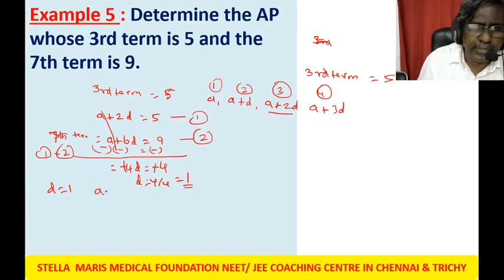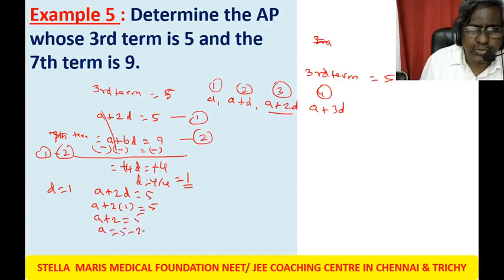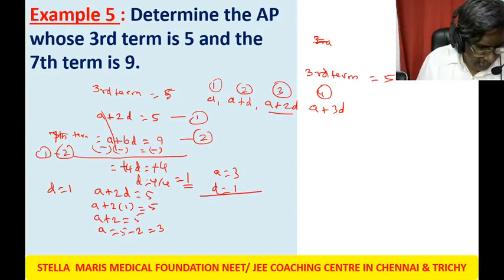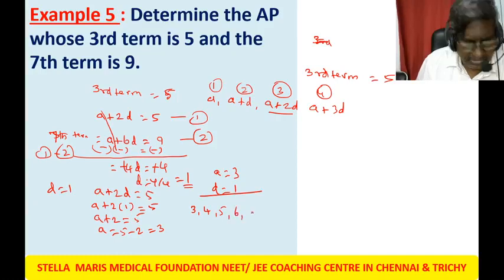Take the first equation, A plus 2D is equal to 5. Now D is 1. Substitute the value of D in this equation: A plus 2 into 1 is equal to 5. Or A plus 2 is equal to 5. A is equal to 5 minus 2, that is equal to 3. Therefore, A is equal to 3 and D is equal to 1. Now the required AP will be: A is 3, so it will be 3, then the next one will be 4, then 5, then 6, then 7, etcetera.